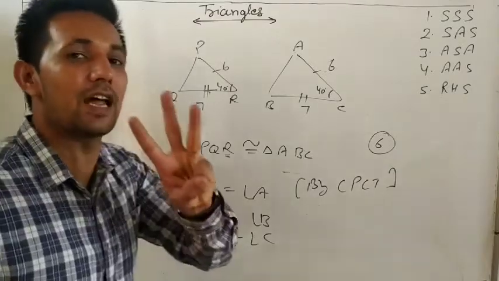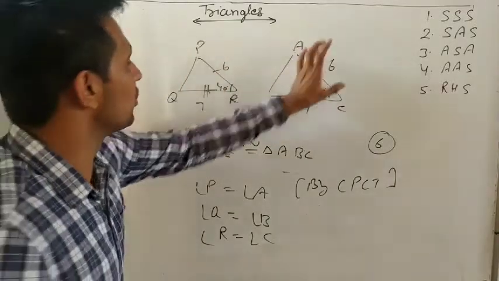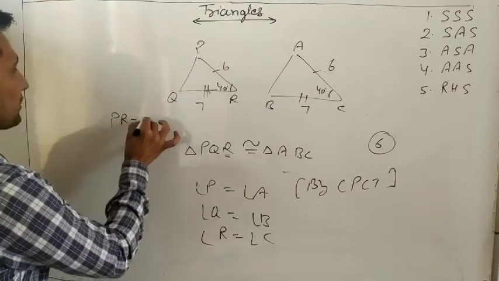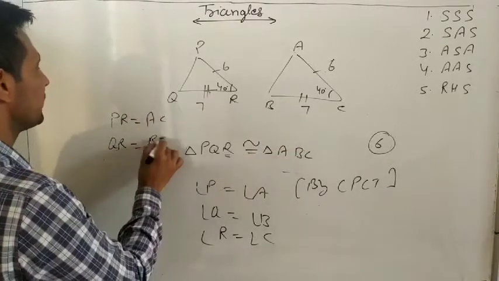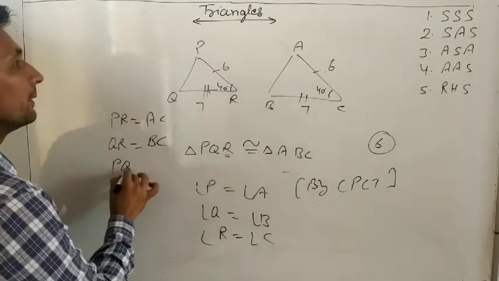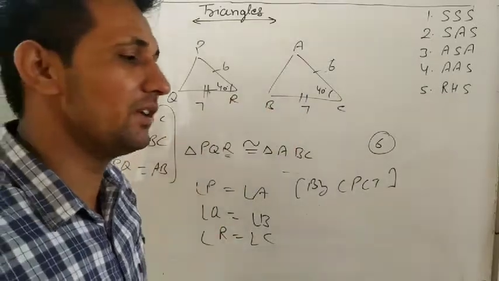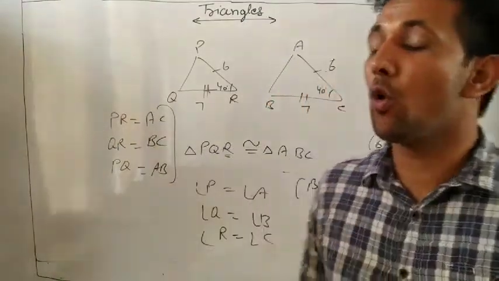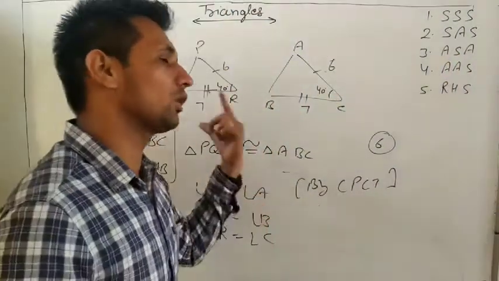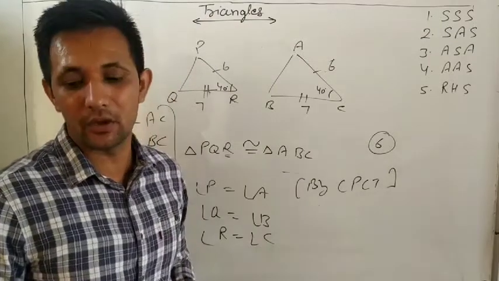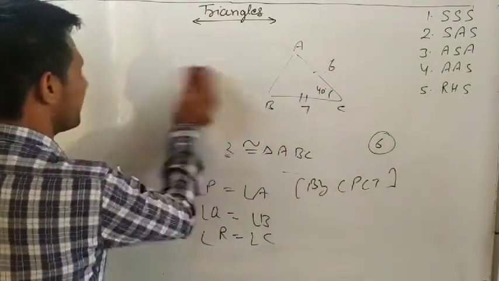3 are angles and 3 are sides. 2 sides are already given equal: PR corresponding to AC, and QR corresponding to BC. Which one is third, left? PQ. So it means PQ and AB are also equal if triangles are congruent. So always remember, if triangles are congruent, all 3 corresponding angles and all 3 corresponding sides are always equal. Understand? Now we will start our next exercise 7.3.